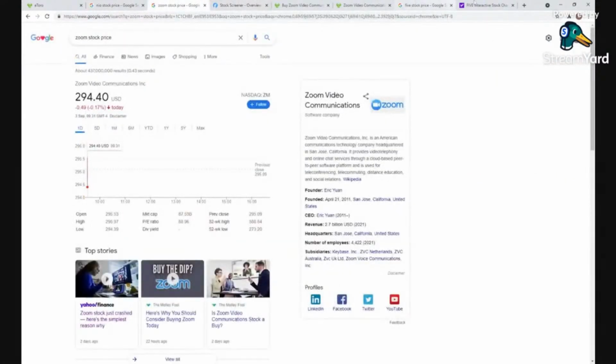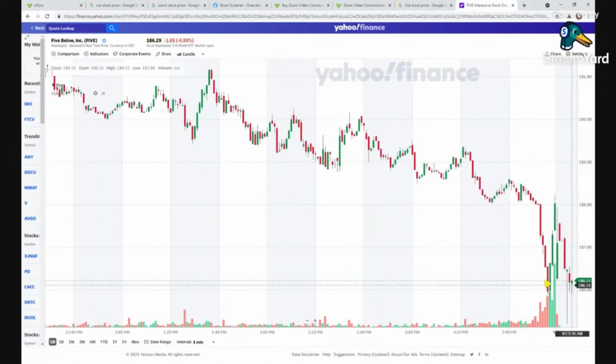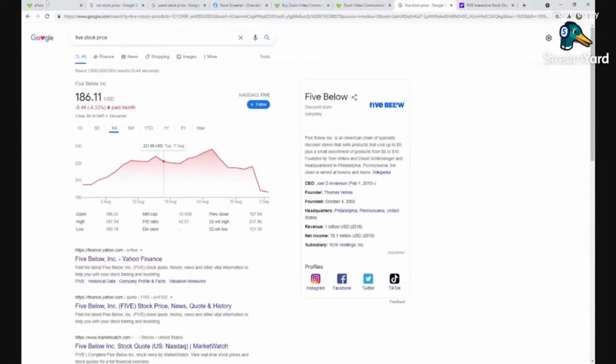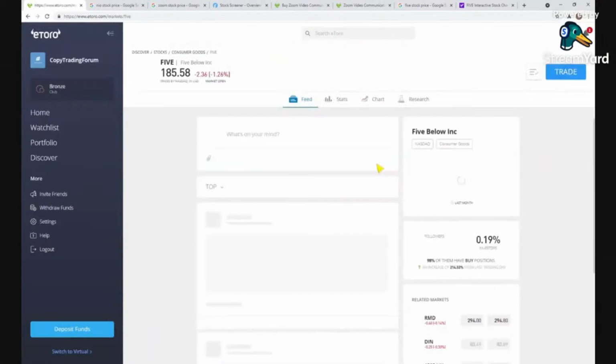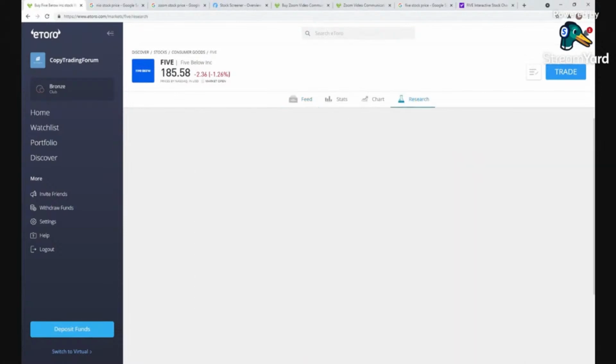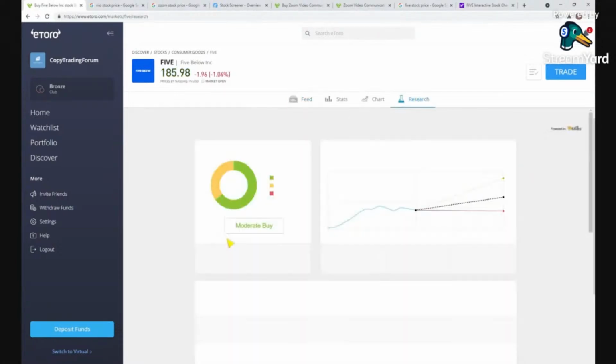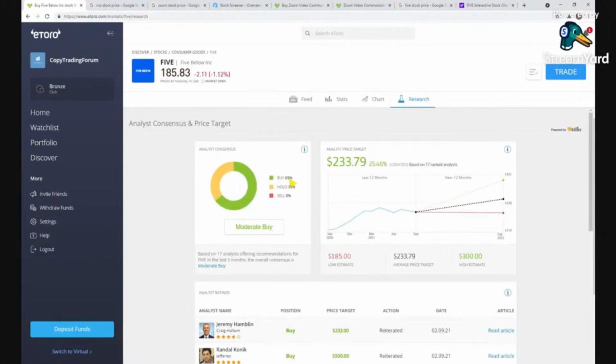So Zoom is still dropping there, and you can see here Five Below. Let's go into that stock, Five Below. Okay, so we can click into it here. And the good thing here, remember, go to the research tab and you'll find the analysts' expectations over the next 12 months. You can see here it's a moderate buy with 65% saying to buy and 35% saying hold, no sell. So the analyst expectation over the next 12 months is 300. The mid range is 233 and the low estimate is 185. So the low estimate is where we are now. So that is perfect for us.